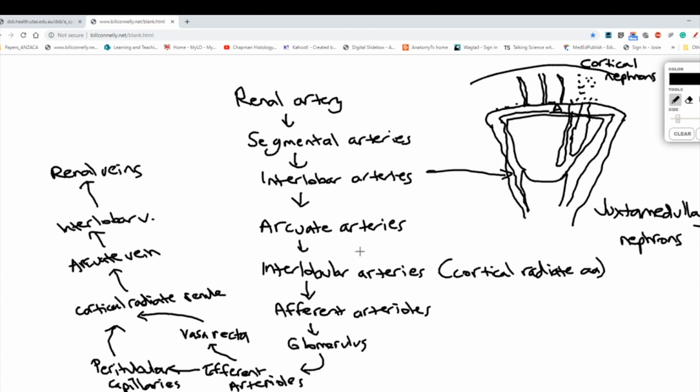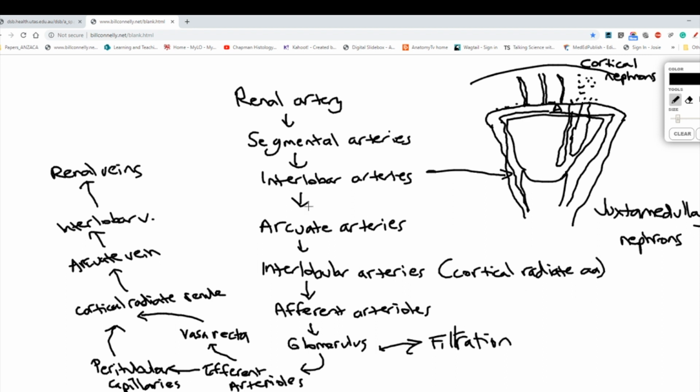Okay, so does anyone have any questions about the blood supply? So that's the flow diagram of the blood vessels within the kidney, starting from the renal artery and eventually collecting via the renal vein. So of course the glomerulus is where we get filtration happening. Okay, so there's no questions in the chat there.